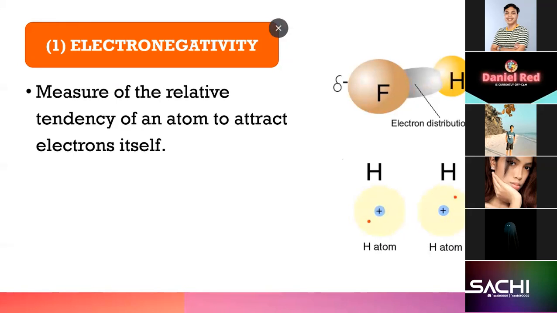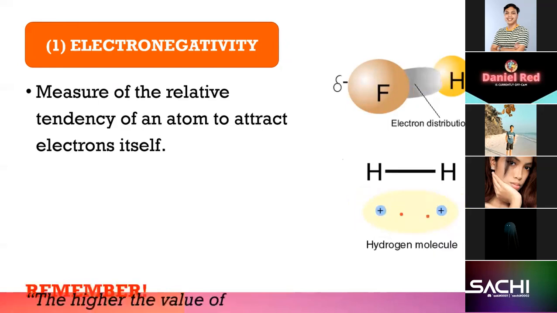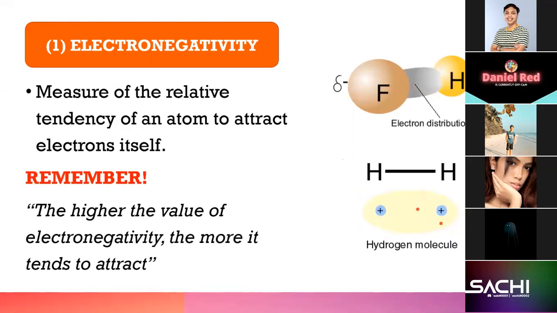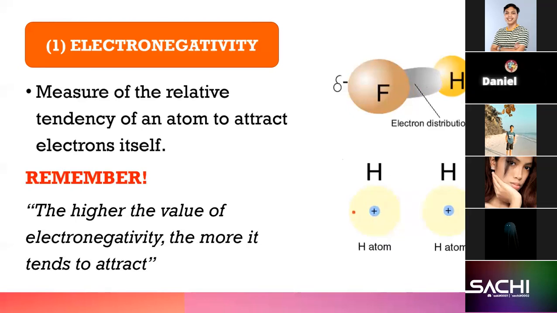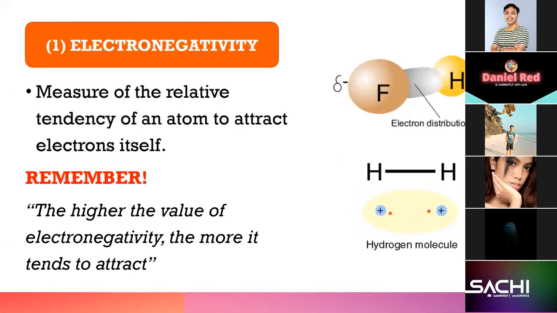As you can see in the illustration here, you have two hydrogen molecules that are attracting each other. This particular process or activity is what we call electronegativity. Remember that the higher the value of electronegativity, the more it tends to attract. It means that the more electrons that an atom possesses, the higher the possibility that it will attract others.